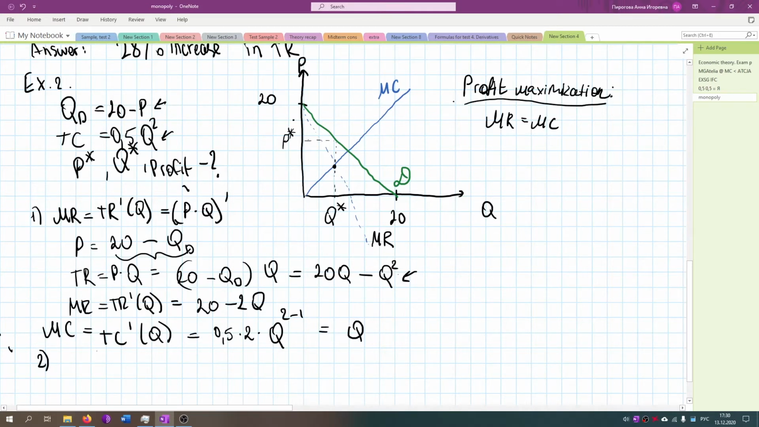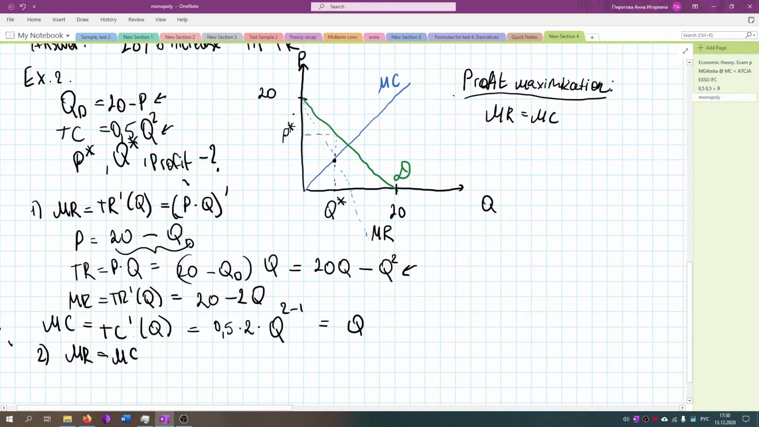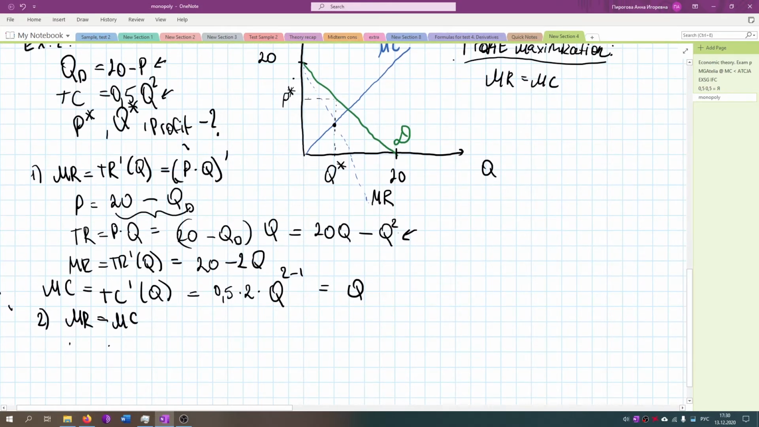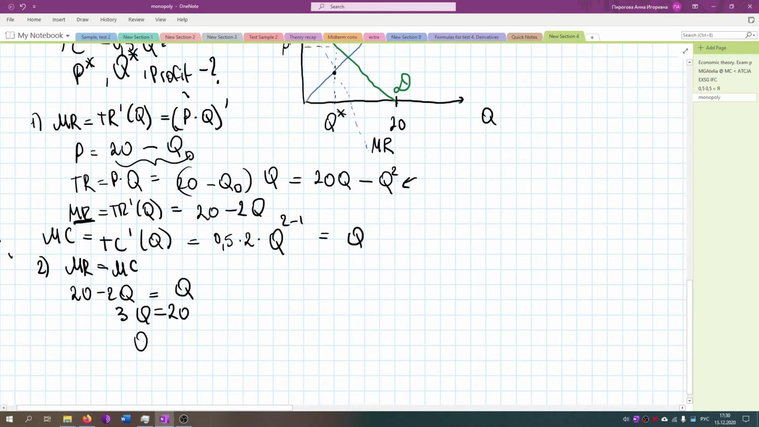And now let's apply our profit maximization rule. Marginal revenue is equal to marginal cost. So we equalize our functions: 20 minus 2q, marginal revenue, equals marginal cost, which is q. 3q is equal to 20. Q is equal to 20 divided by 3.